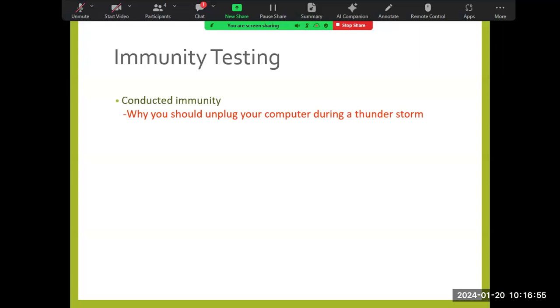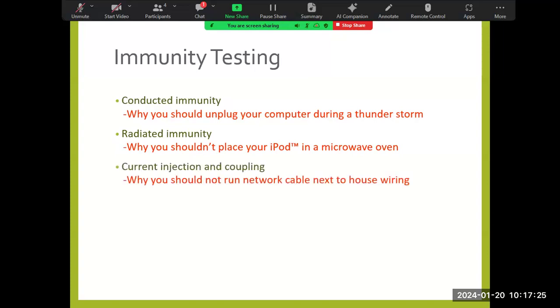How much fun. So why should you unplug your computer during a thunderstorm? Not only could your house get hit by a lightning bolt, which we had, which by the way melts everything, you should unplug it because of the transients. And don't place your iPod in a microwave oven. You can tell how old these slides are. You're right, the gray hair is real.